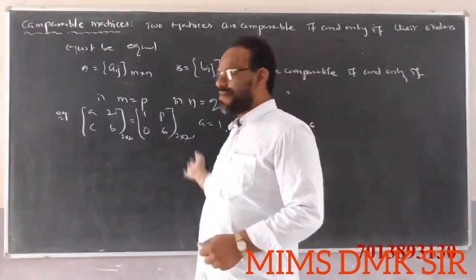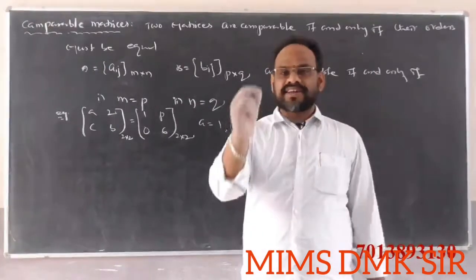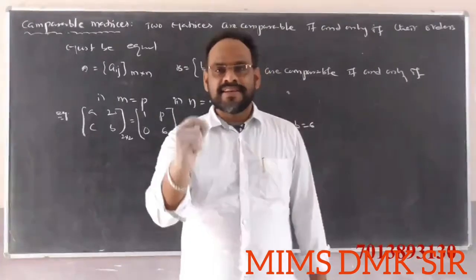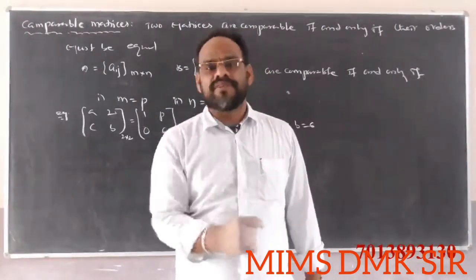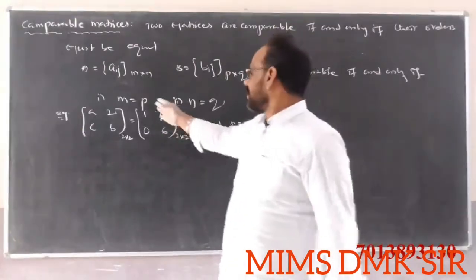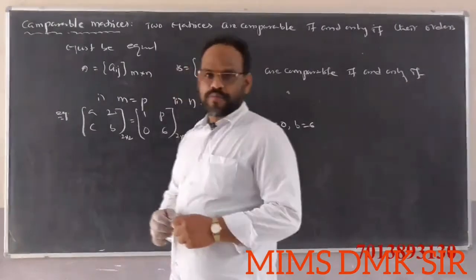If you take order 3 by 2 against 2 by 2, they are not comparable matrices. So two matrices are said to be comparable matrices if their orders are equal. Then only two matrices are comparable. That is, m equals p and n equals q. Next, equality of two matrices.